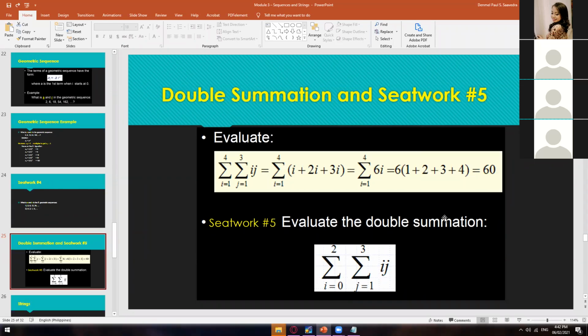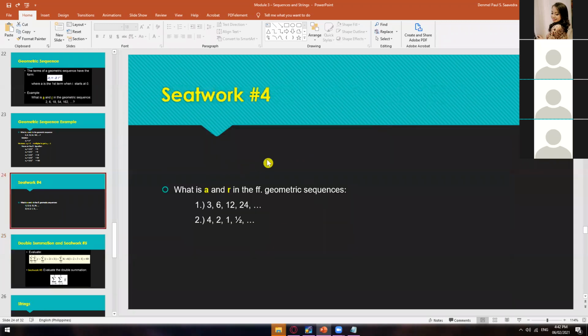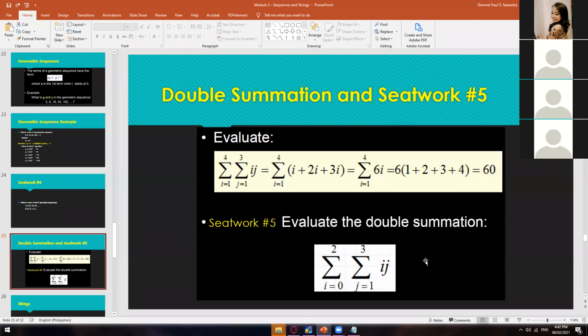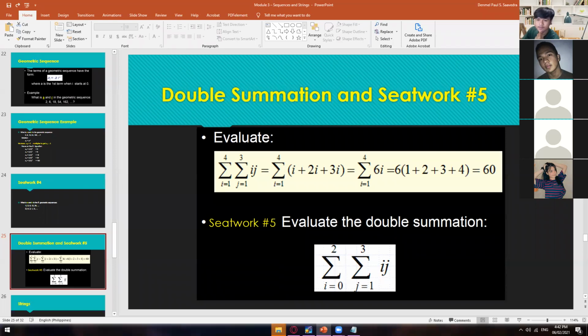You can do this one again handwritten or via Microsoft Word, same with seat break number 4. So are we clear so far regarding the double summation? Yes, sir. Yes, sir. Yes, sir.